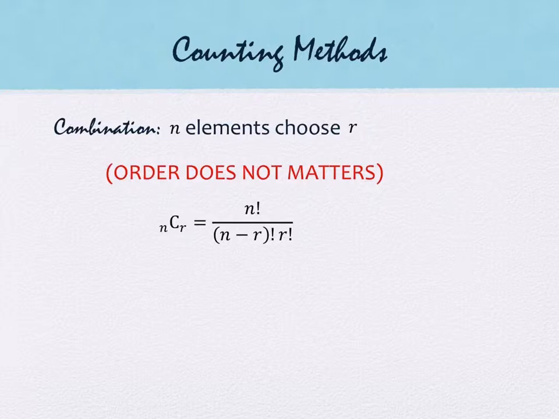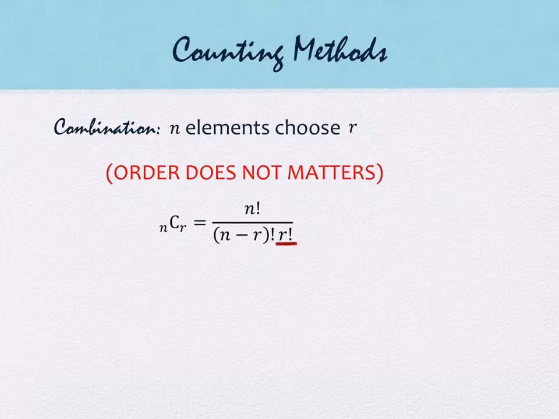It's got a C in it. Yeah, that's just notationally, right? Combination versus permutation. Yeah, good job. So the part in the formula that's different is that there is an R down here on the bottom, R factorial.